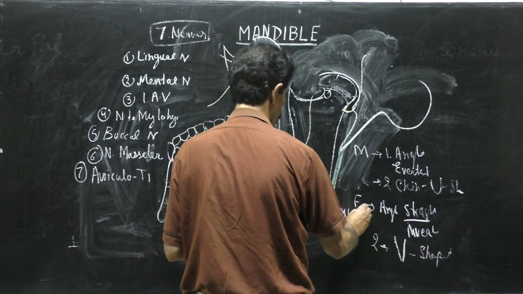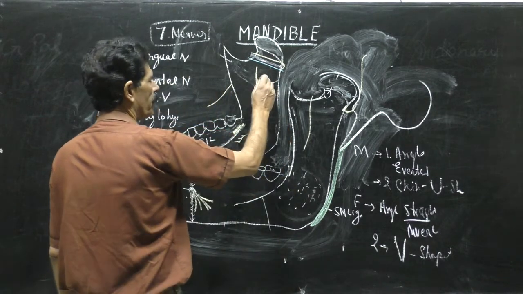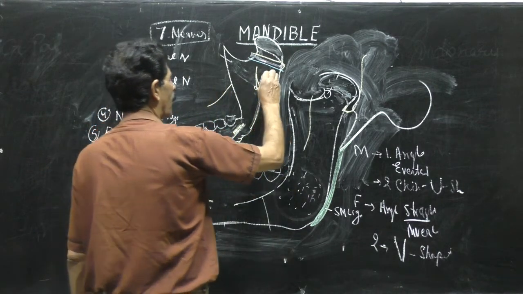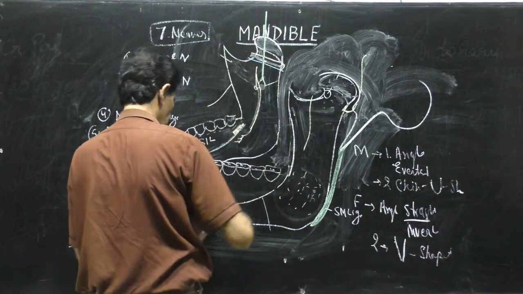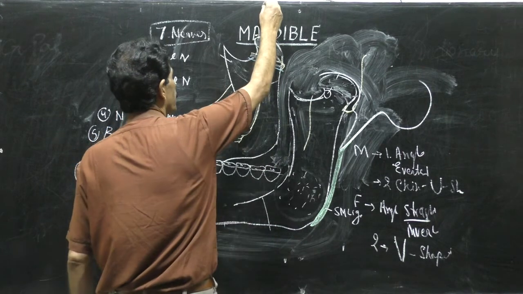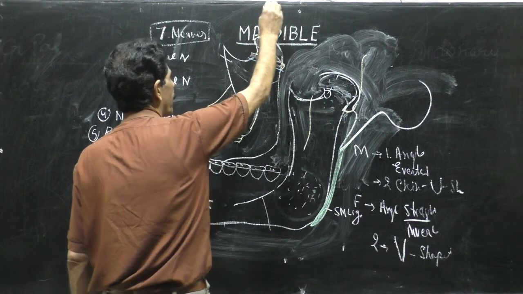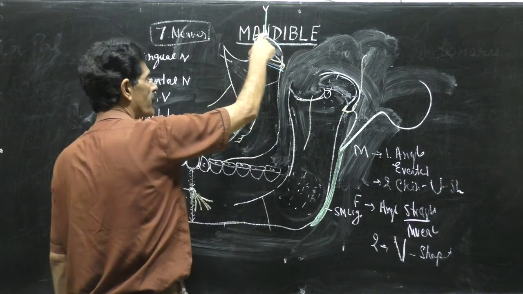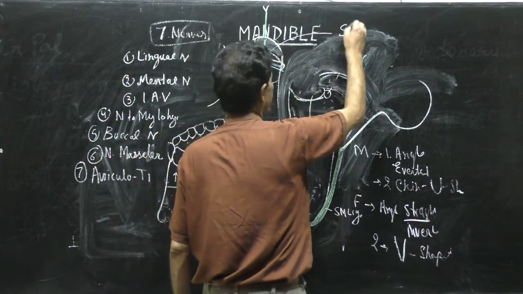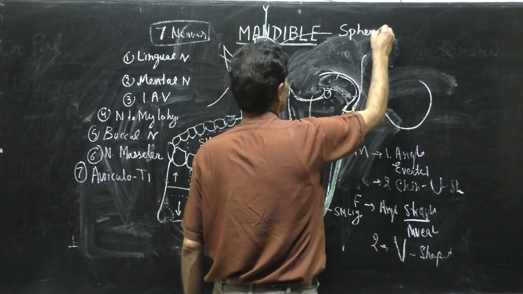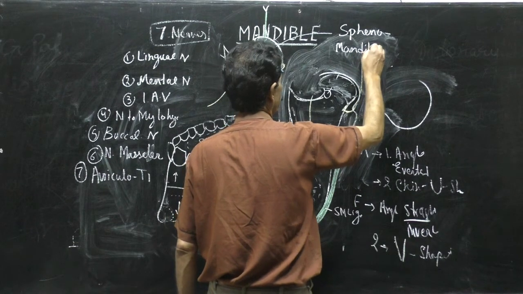Then the tip of the lingula, the bony spicule, is also attached to the base of the skull superiorly. So the lingula is attached with the ligament which is attached superiorly to the spine of the sphenoid. So this ligament is called the sphenomandibular ligament.